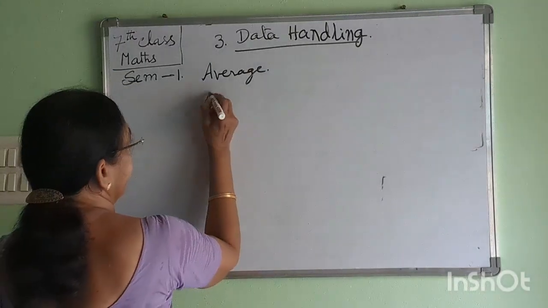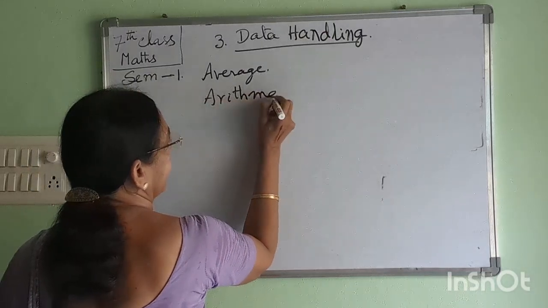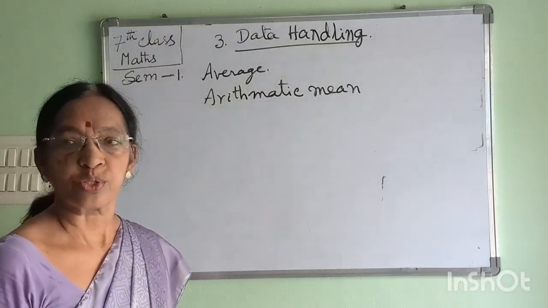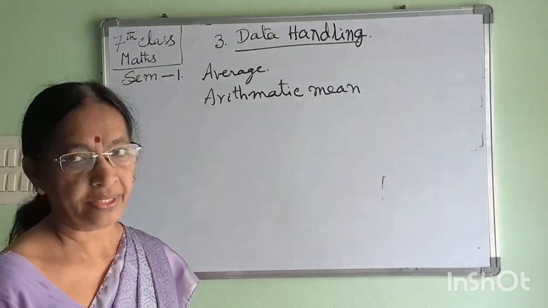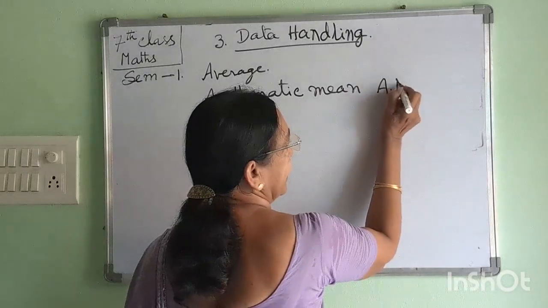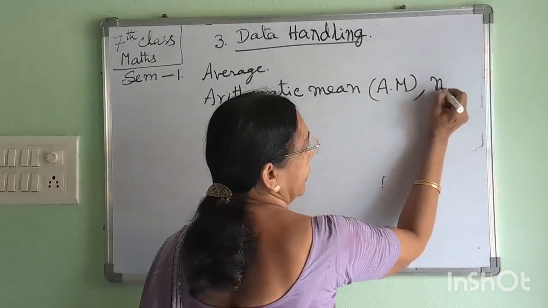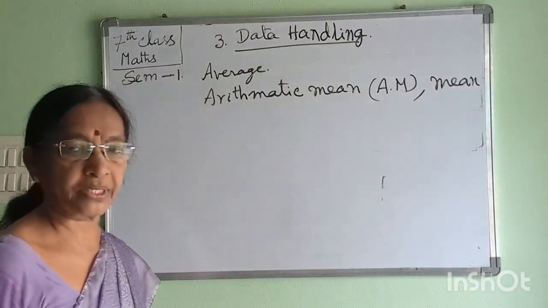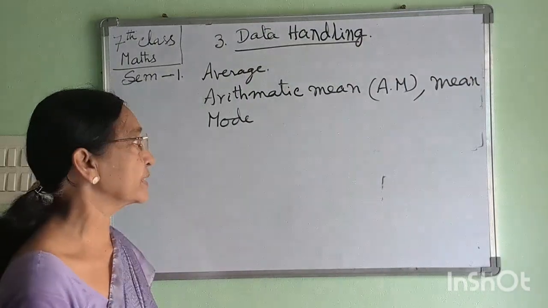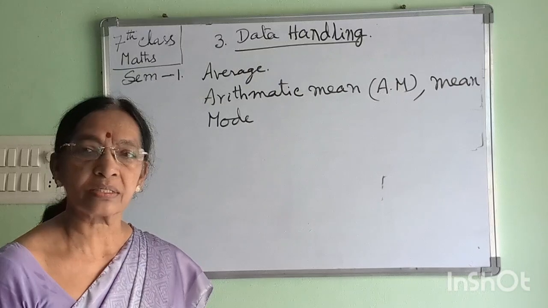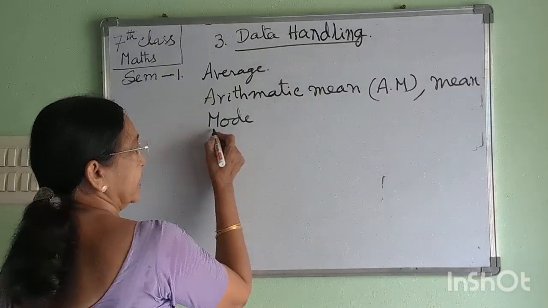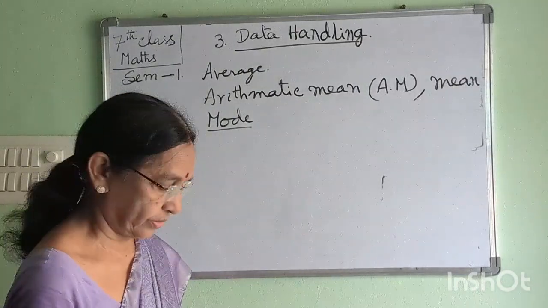Next, arithmetic mean. This also shows the central tendency of data, and average and arithmetic mean are one and the same. Arithmetic mean is generally represented by AM or mean. Mean means arithmetic mean. Mode is a form of representative value of the central tendency. It is the number which occurs most often in the collection of data. So mode is the number which occurs most often.